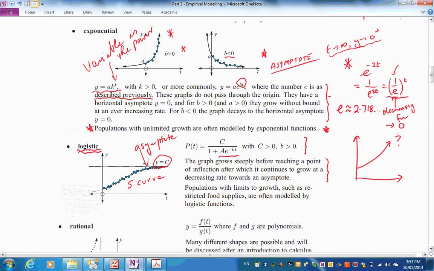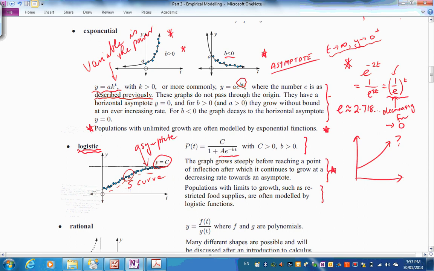So the graph grows steeply before reaching a point of inflection. So that's an inflection point. We'll be doing that later. It inflects because it's going from what? Convex, slight turn there, to concave. Let's call it a point of inflection. It's a characteristic of these functions. Populations with limits to growth, such as restricted food supplies, are often modelled by that.